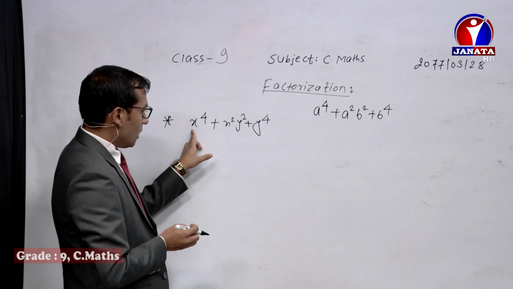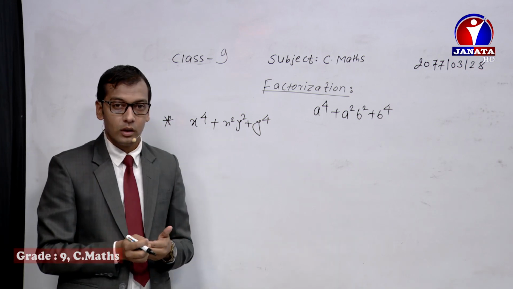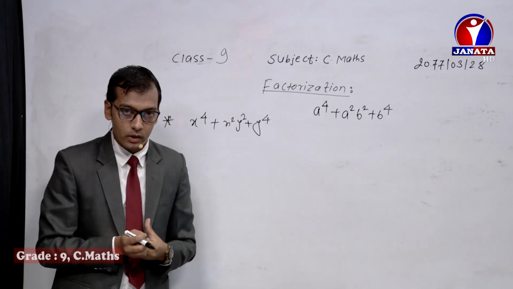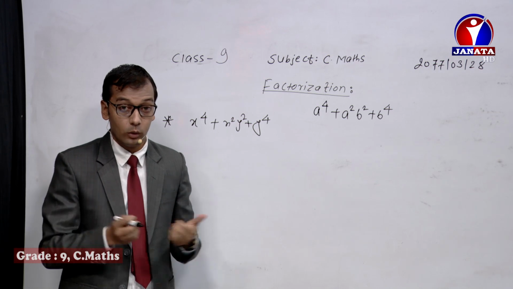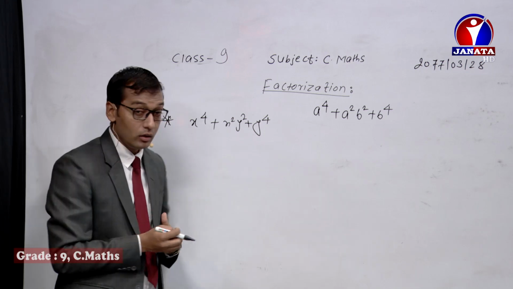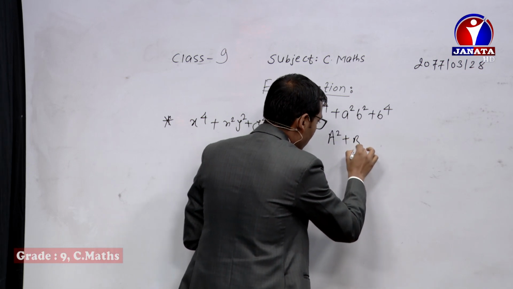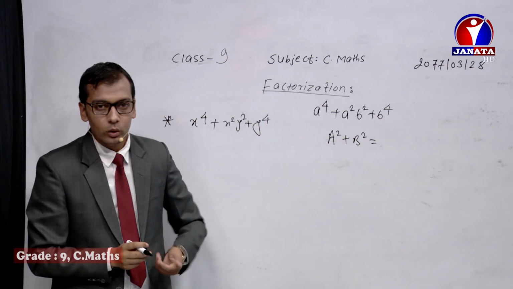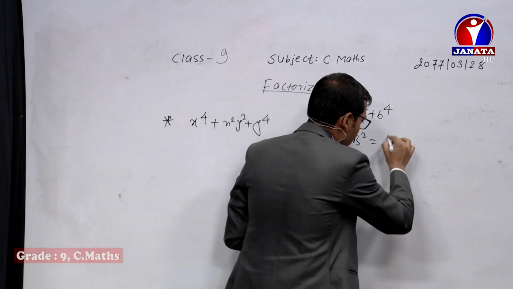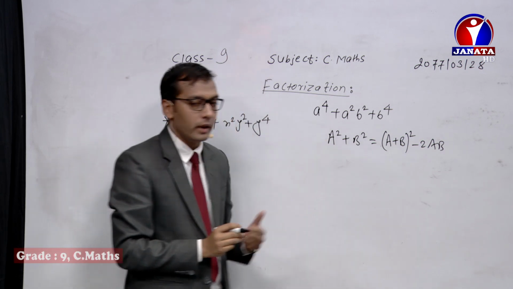So here we can say there are three terms. This is a trinomial expression, and the first term and third term consist of exponent 4. For factorization of this expression, we require a formula. It is a square plus b square. We know what the expanded form of this is. Its expanded form is either a plus b whole square minus twice ab. This is one of the expanded forms.